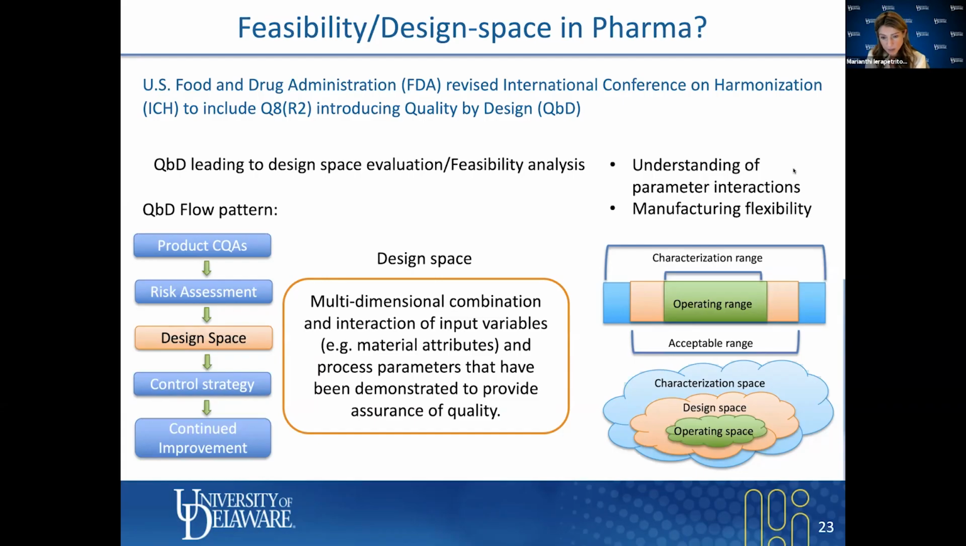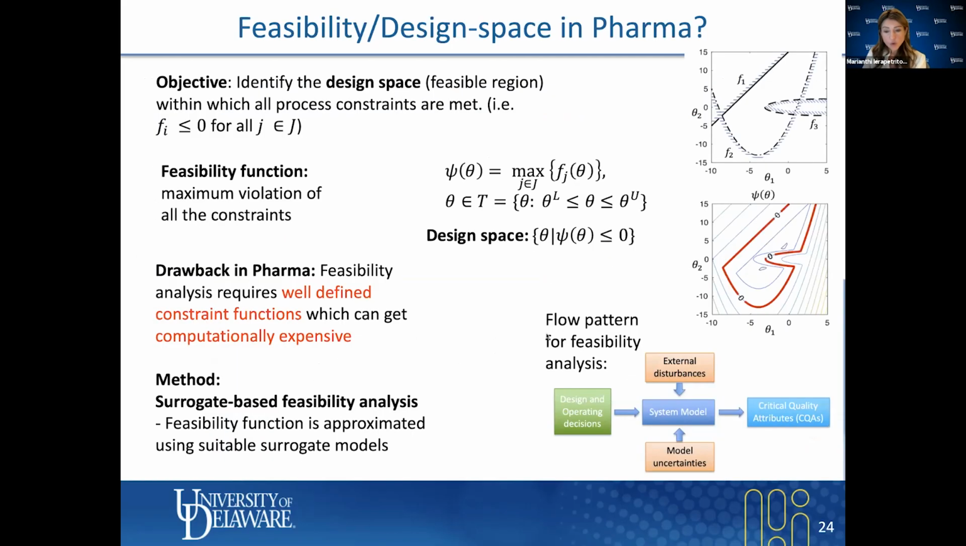If you see the definition of the design space that I have here in the middle, it is basically the multi-dimensional combination or interaction of input variables that produce products of the right quality. And this is exactly what in our community we mention as a flexibility or feasibility region. So we explore these ideas together with our pharmaceutical industry collaborations to develop methodologies where you can use not only the actual definition that you see here, the definition that goes back to Ignacio Grossmann in the 80s and 90s, but also data to come up with this feasible space.